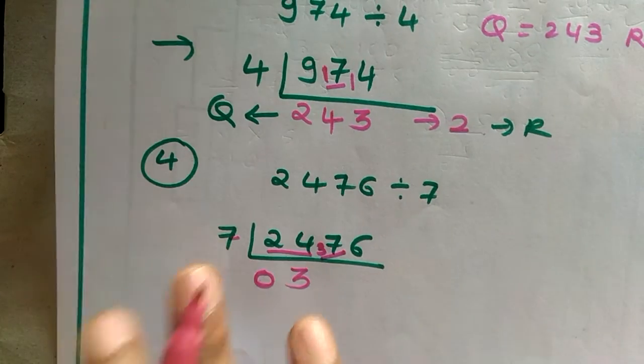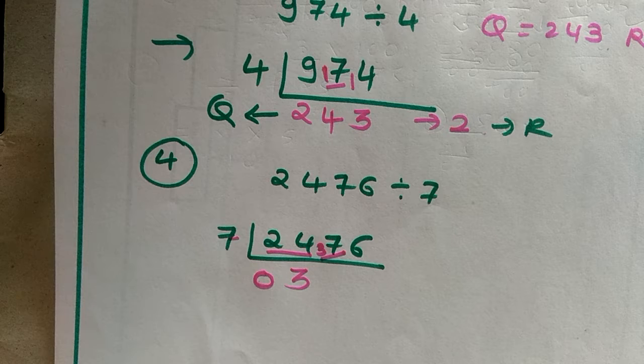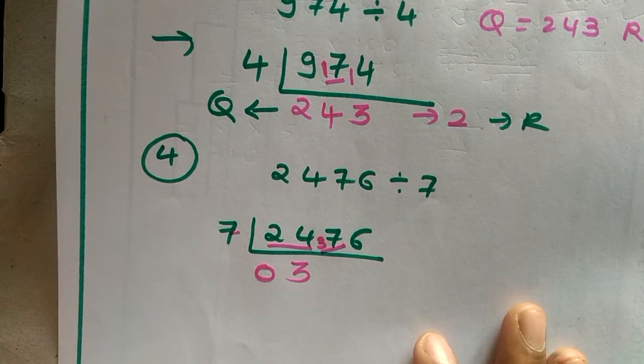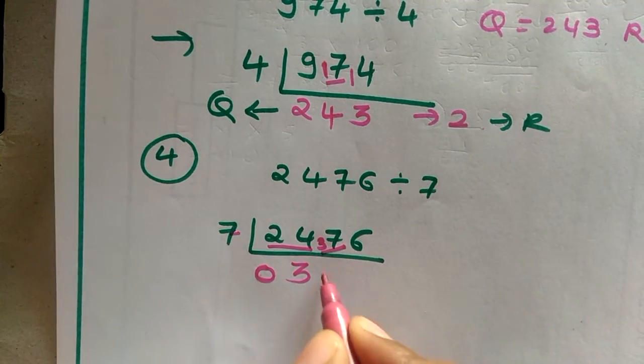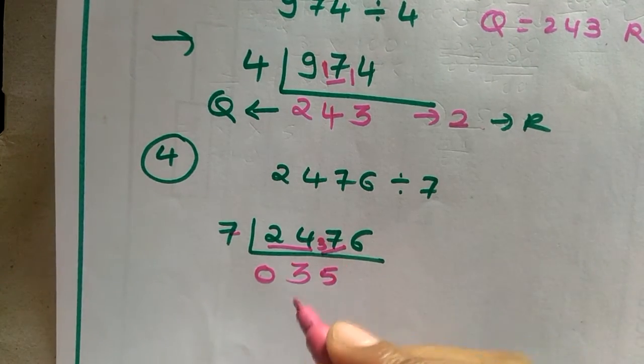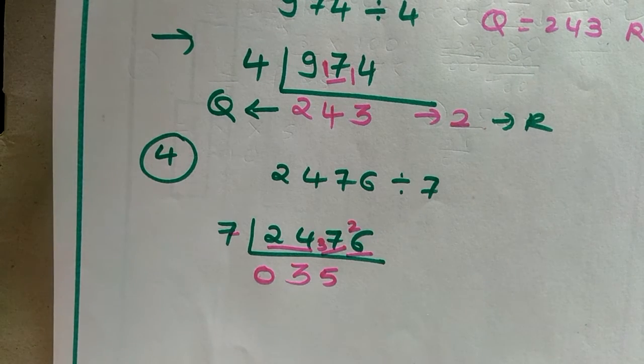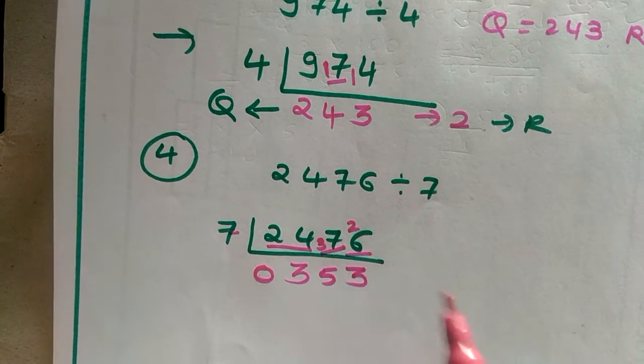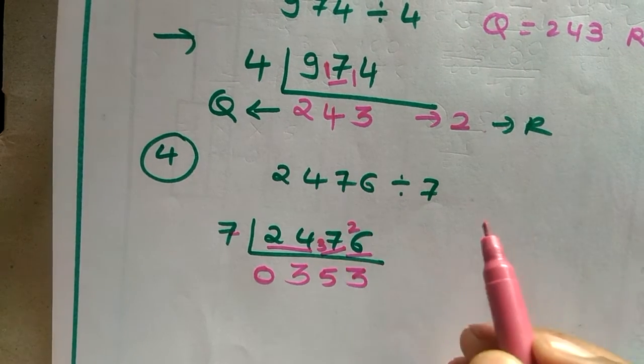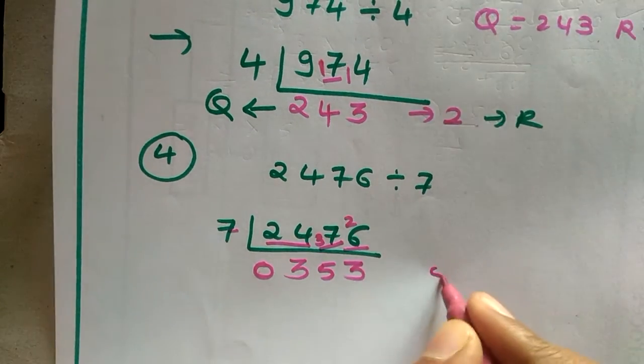Now 7 1s are 7, 7 2s are 14, 7 3s are 21, 7 4s are 28, 7 5s are 35, 7 6s are 42. We don't want that. So 7 5s are 35. 37 minus 35, 2 we got. So take this as 26. Say the table of 7 till it comes 26 or less than 26. So 26 won't come. Before that 21 comes. 7 3s are 21. 26 minus 21 is 5, isn't it?